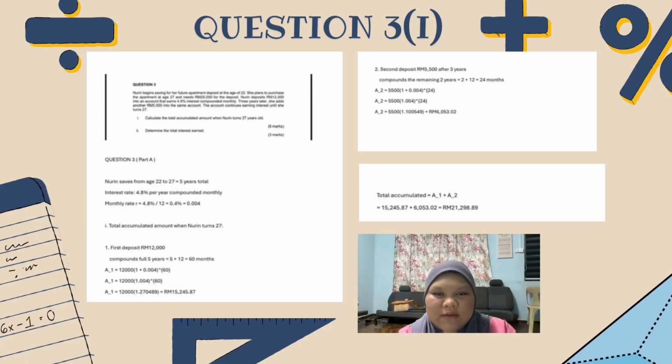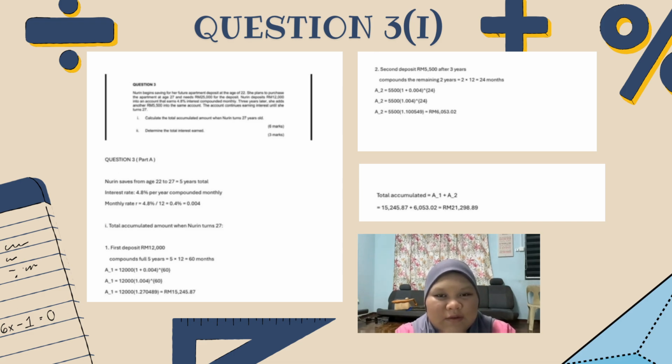At age 22, she invested 12,000 ringgit in an account that pays interest of 4.8% compounded monthly. She expects to buy an apartment at age 27. 3 years later, she invested an additional 5,500 in the account. Okay. The interest is 4.8% per year, compounded monthly. So that's 0.4% per month. First deposit, 12,000 at age 22. From age 22 to 27 is 5 years, which equals 60 months. Second deposit, 5,500 at age 25. From age 25 to 27 is 2 years, which equals 24 months.